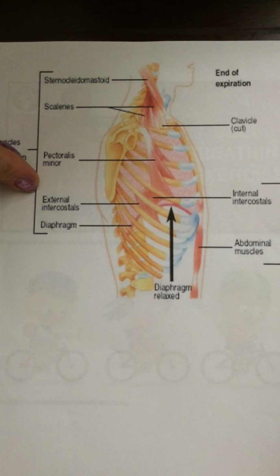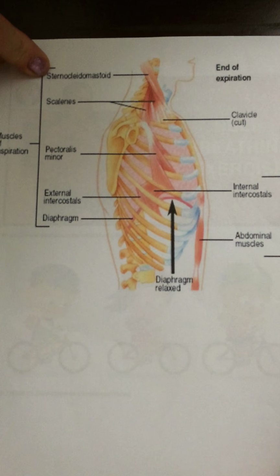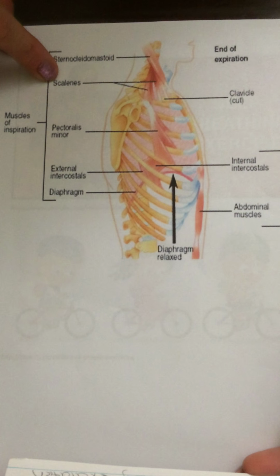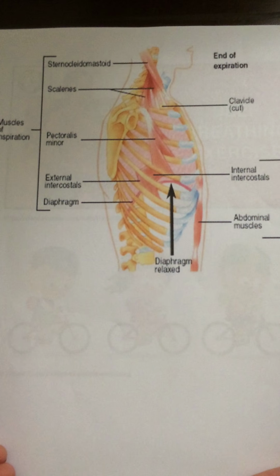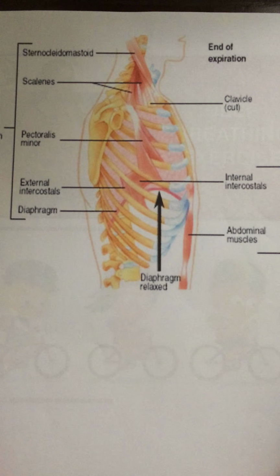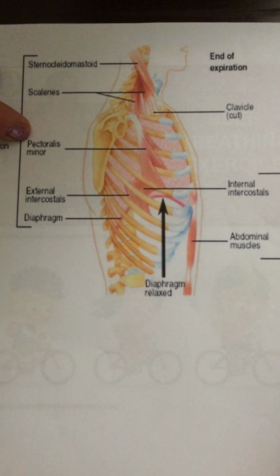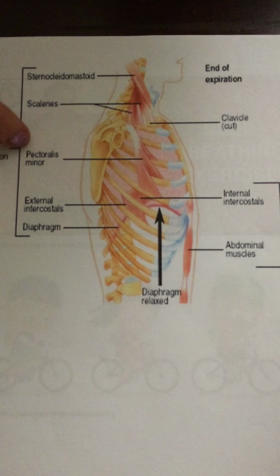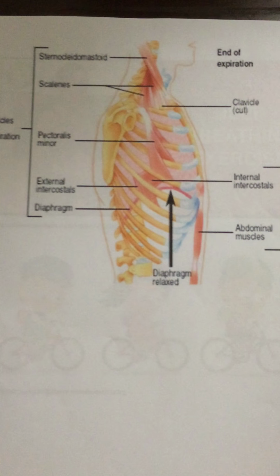The muscles of the neck become involved, the sternocleidomastoid and the scalenes, I'm not quite sure how to pronounce that, the pectoralis minor and the serratus anterior. The serratus anterior is not on here, but that is up towards your chest and your shoulders.